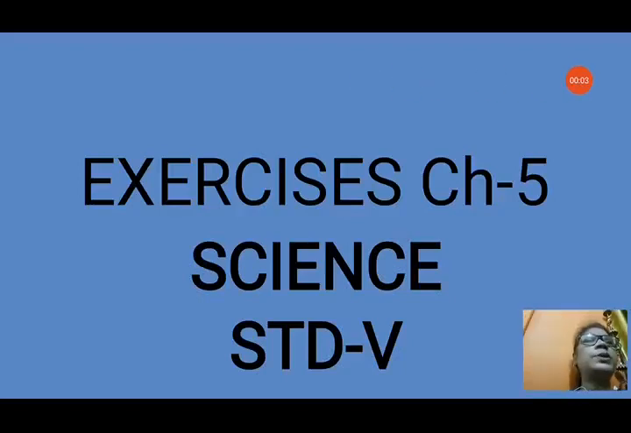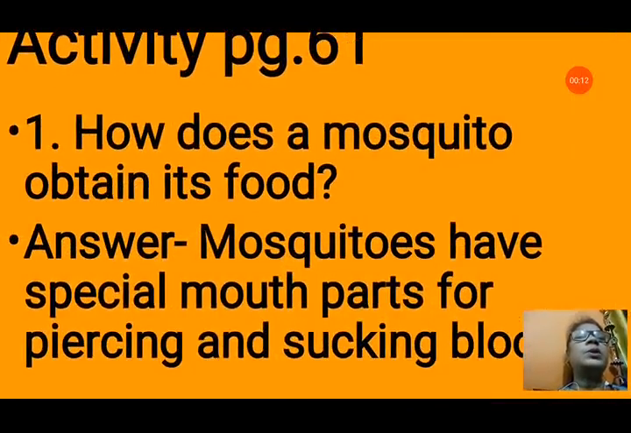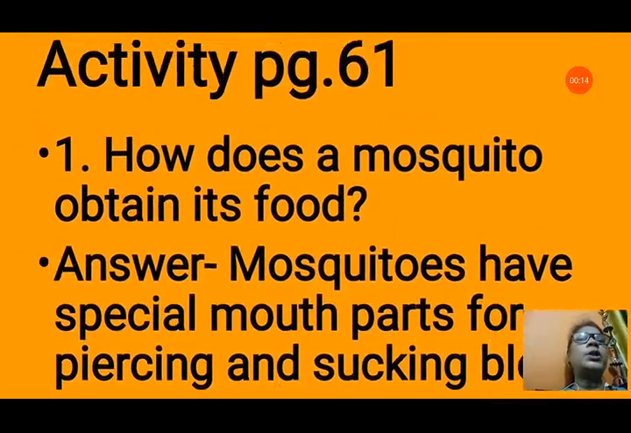Today in this class, we will discuss the activity and exercises of chapter 5 in science. So, let us start with the activity of page number 61. Activity page number 61. How does a mosquito obtain its food?